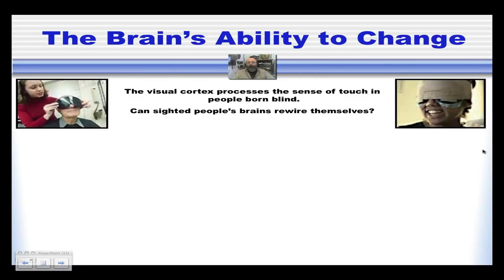video. So the visual cortex processes the sense of touch in people who are born blind. So blind people have very sensitive fingertips. And the problem is that because they're blind, they're not using their occipital lobe. Remember, vision's processed in the occipital lobe in the back of the head. As a result of it not being used, the occipital lobe finds something else to do. In this case, it makes their fingertips very sensitive so that they can do things like read Braille. So the question in the video is, can sighted people's brains rewire themselves?